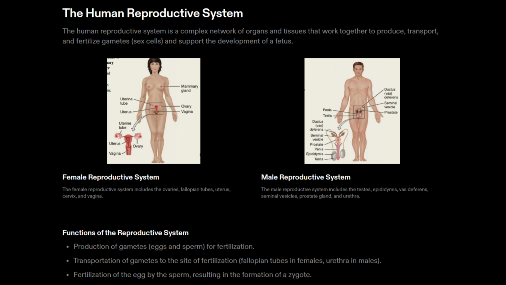Functions of the reproductive system. Production of gametes, eggs and sperm, for fertilization. Transportation of gametes to the site of fertilization, fallopian tubes in females, urethra in males. Fertilization of the egg by the sperm, resulting in the formation of a zygote. Development and nourishment of the fetus during pregnancy.